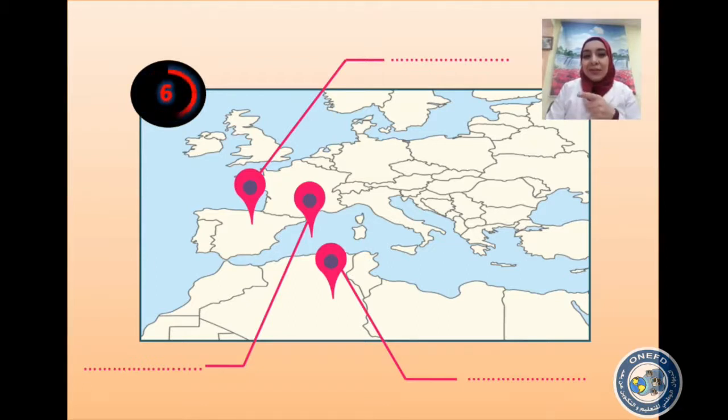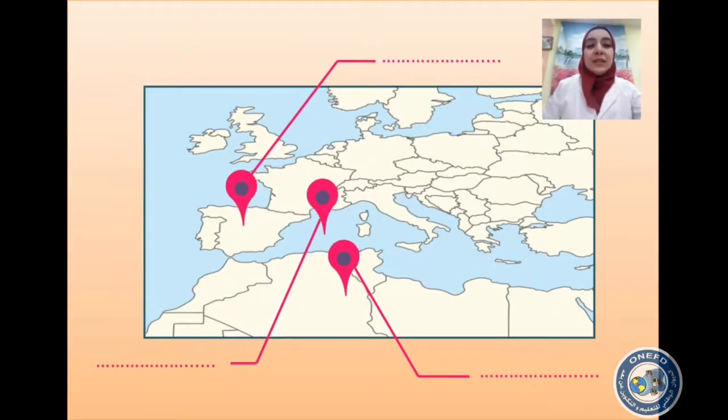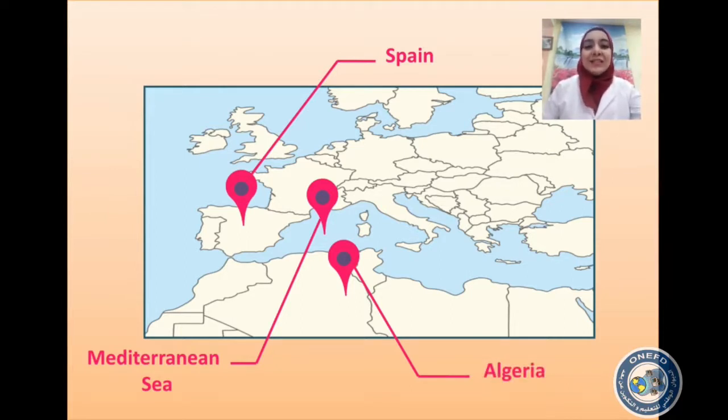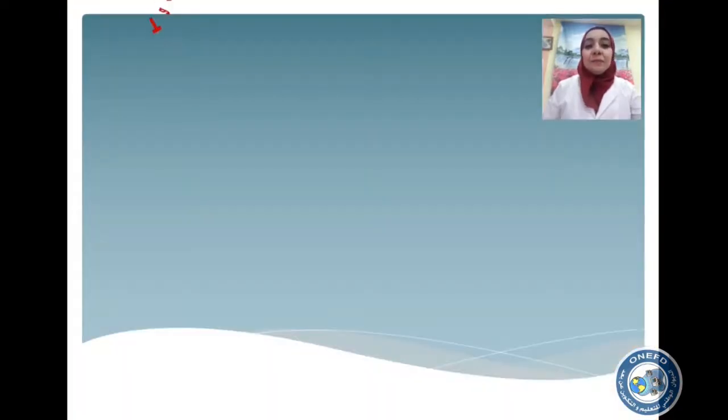I'm sure you got it already, yes? 3, 2, 1, and time is up. Great. So, what is this place here on the top? It is Spain. Yes, it's in Europe, of course. This is the Mediterranean Sea. It's a sea, of course. And this is our beloved Algeria. Great.